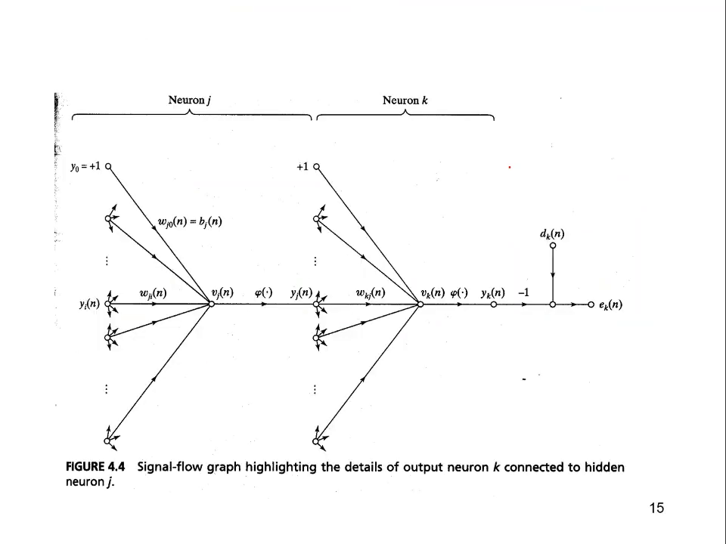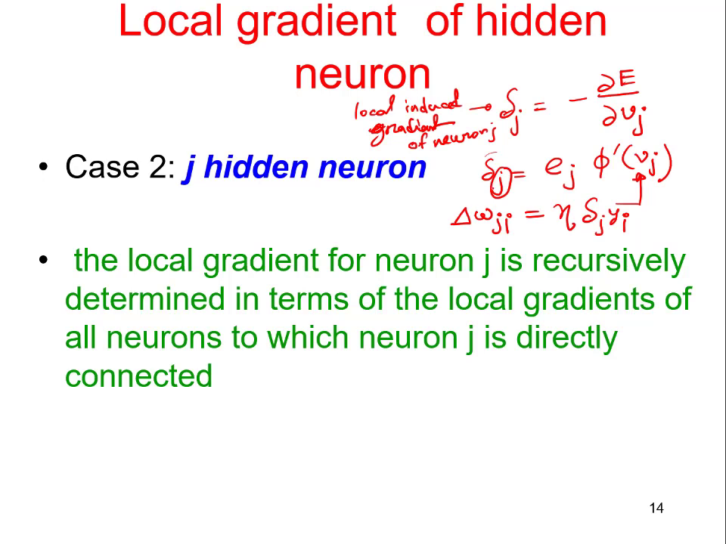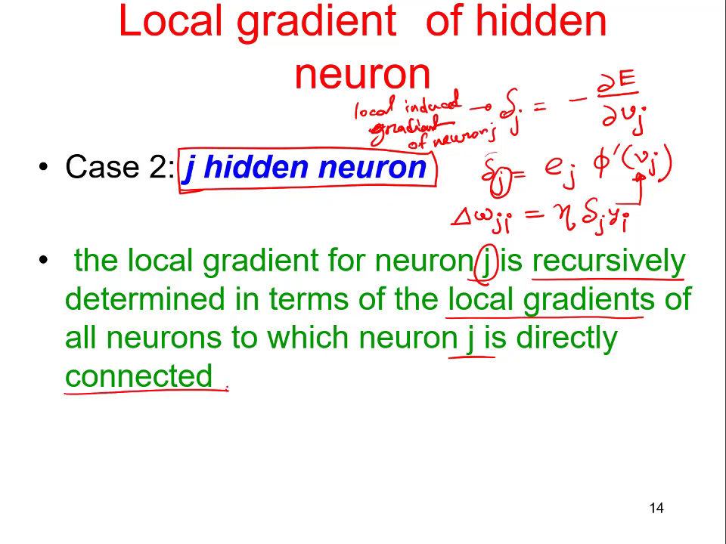So if the jth neuron is considered as a hidden neuron, then what will happen? Then the local gradient for the neuron j is recursively determined in terms of the local gradients of all neurons to which neuron j is directly connected.